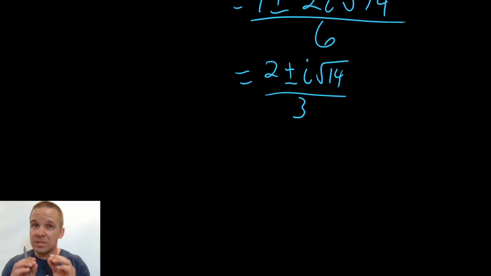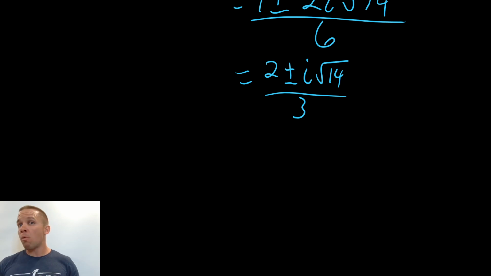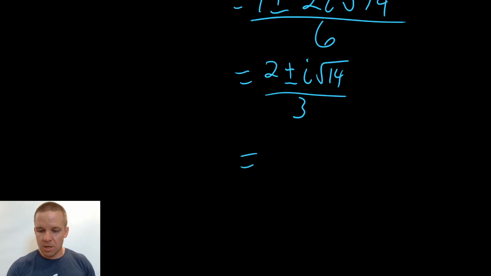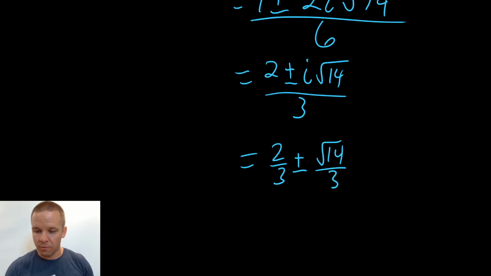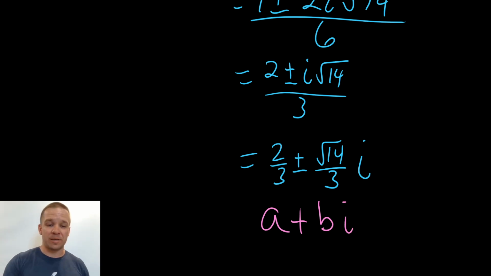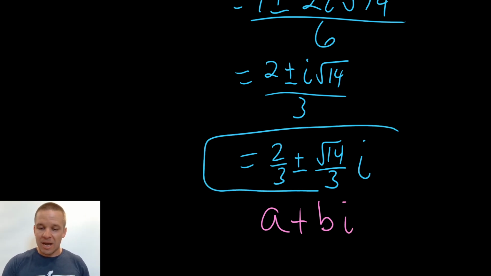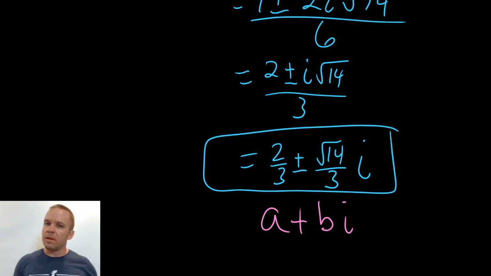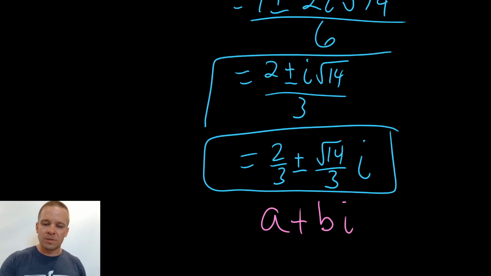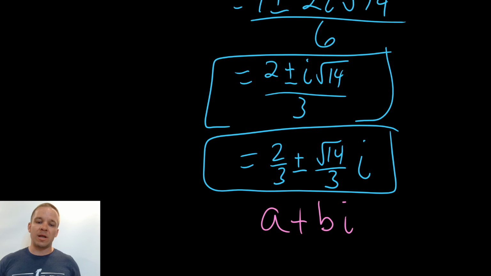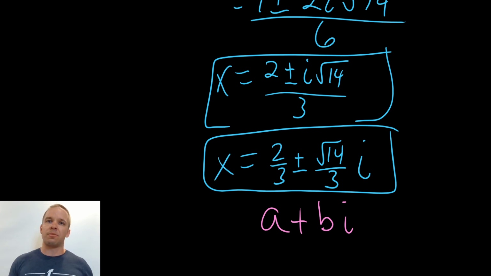But some folk may want you to leave it like this. We'll have 2/3 plus or minus root 14 over 3 i. That way it's of the form a plus bi, which is how you're supposed to write complex numbers. Some people are sticklers on that, not everybody. But that would be the most mathematically official way. But I think most will allow that one as well for my x values on this particular problem.